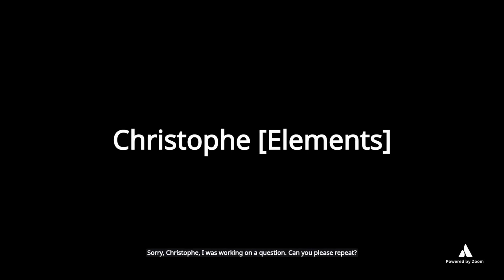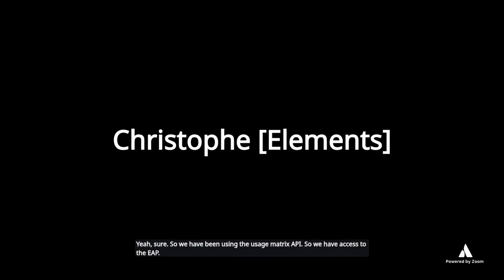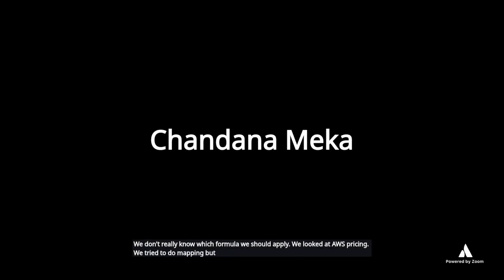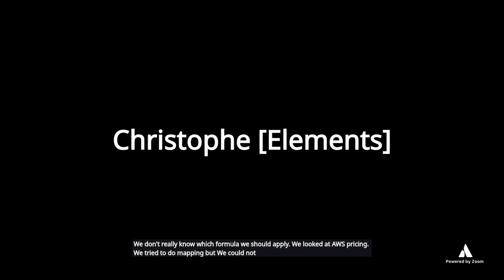Sorry, Christoph, I was working on a question. Can you please repeat? Yes, sure. So we have been using the usage metrics API. We have access to the EAP, and we want to forecast our costs next year when Forge will be a paid platform. We don't really know which formula we should apply. We looked at AWS pricing. We tried to do mapping, but we could not find a solution. So could you help us on this?